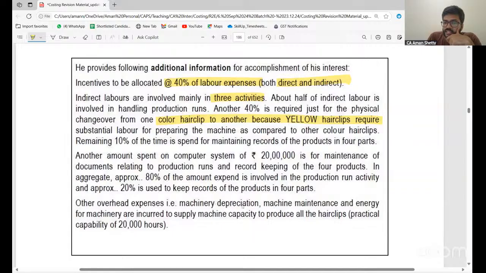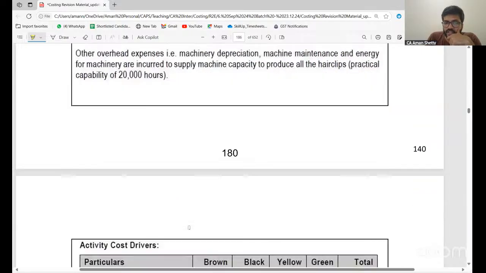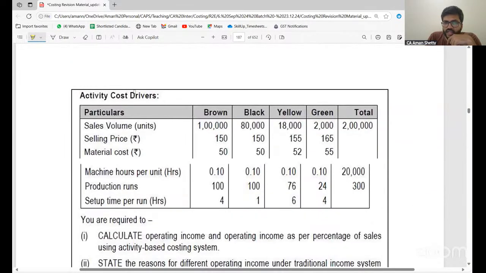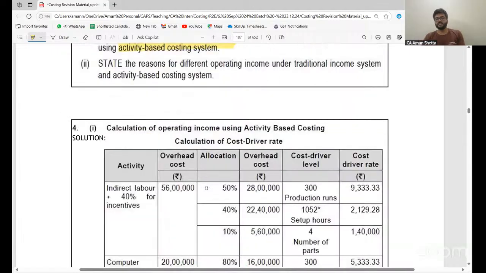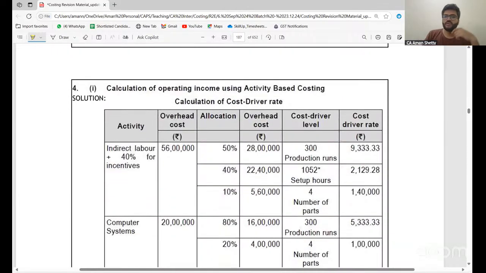Other overhead expenses are as follows, they are given. So cost drivers are given for each of the products. Are you able to see? Sales volume, selling price, material cost, machine hours per unit, production runs, and setup time per run. Calculate the operating income as a percentage of sales using the activity based costing system. State the reasons for different operating income under the traditional costing system and activity based costing system. So, calculation of operating income using activity based costing.